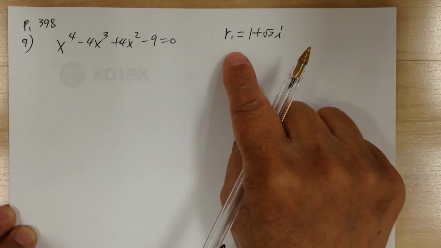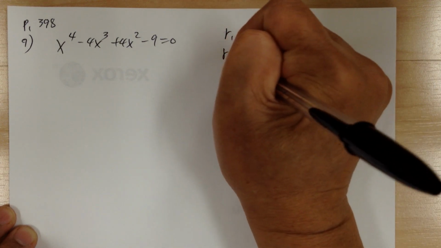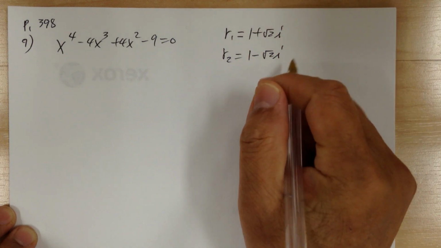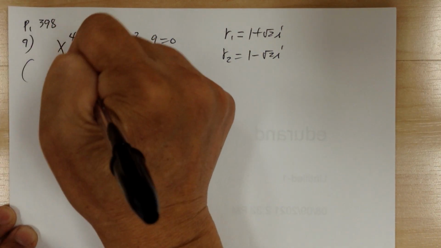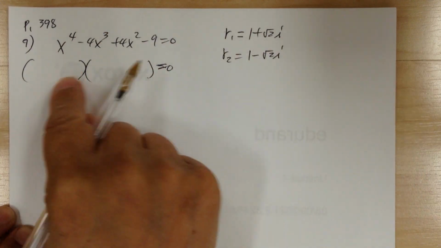So you only have one, so you have to look for the other three. Well, you can find the second one fast, because this one has a square root and an i, so you must have a conjugate. So r2 is going to be 1 minus square root of 2 i. Okay, so now this you can factor into two factors. So we need to know what goes in here.